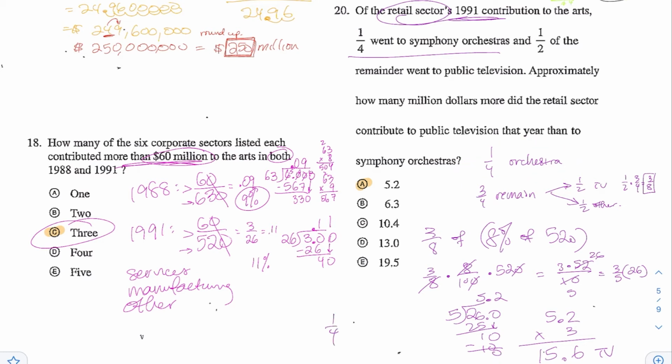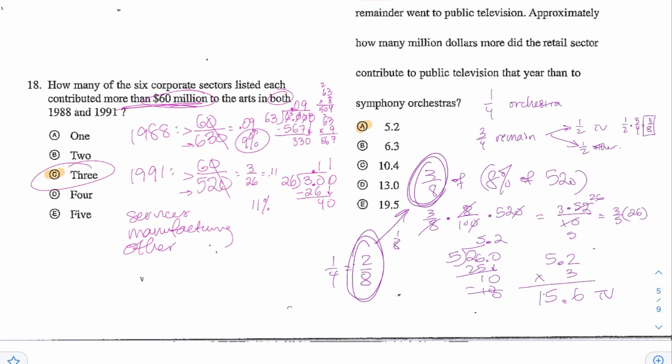So 1/4 is really just 2/8. So here you already found 1/8. So here you found the dollar amount for 1/5 of 26, which is this 5.2. So between this 1/4 or this 2/8 versus this 3/8, it should be another 1/8. And 1/8 of 8% of 520 is just 5.2.